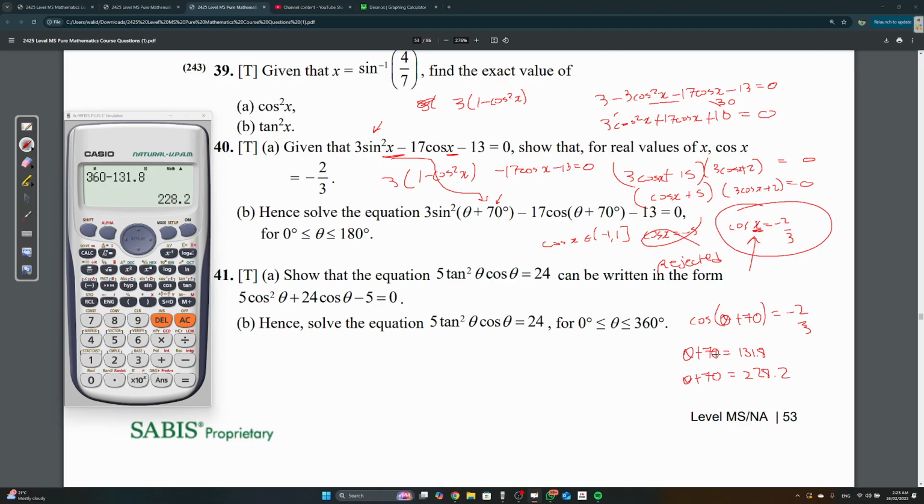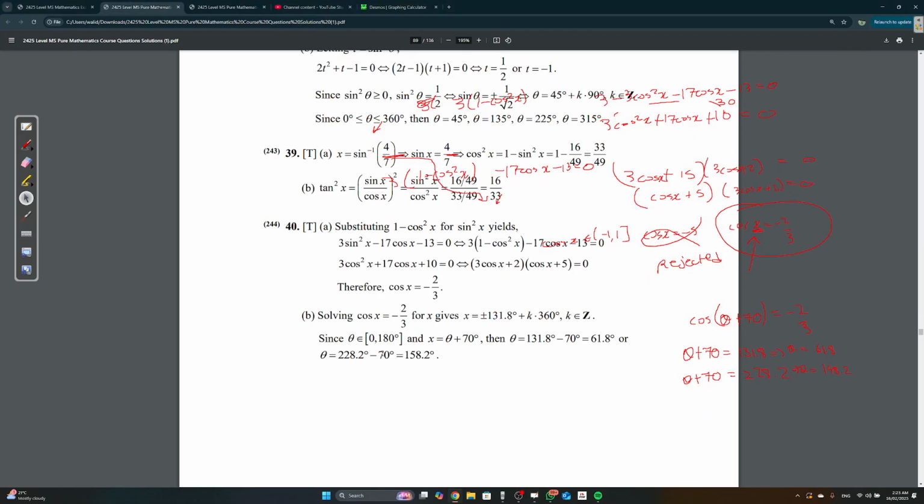Okay, so you got this. Now subtract 70. You get 61.8. And then here, subtract 70. Yeah, see, it fits in the domain. That is equal to 158.2. Yeah, it fits. So you get two solutions: 61.8 and 158.2. There you go.